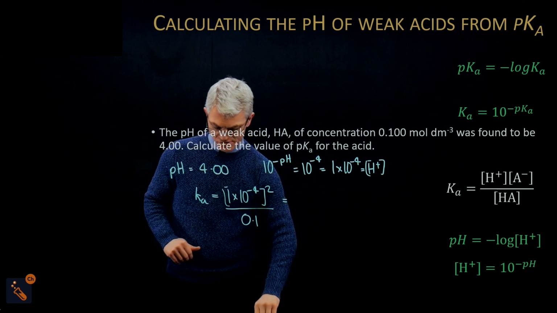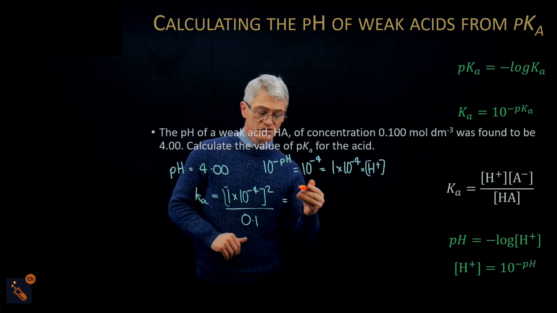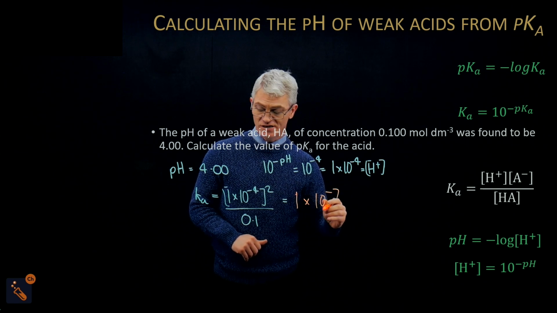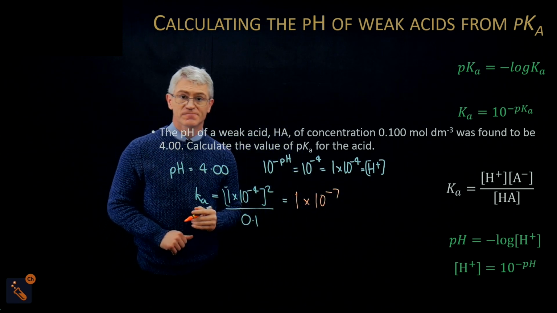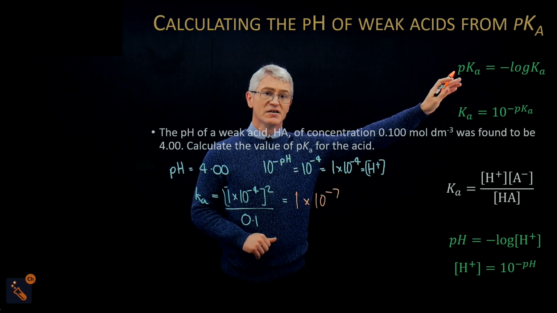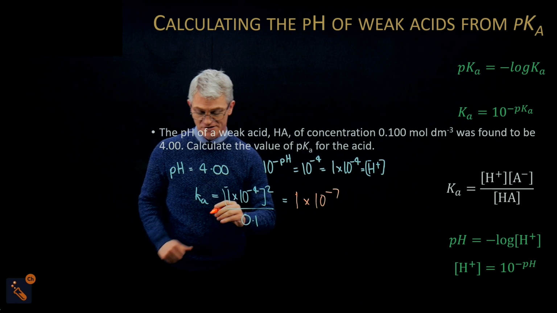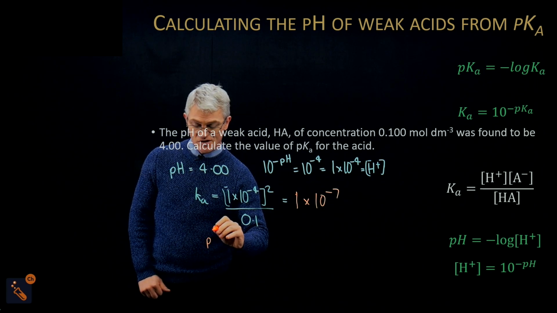And then that equals 1 times 10 to the minus 7. And that is your Ka value. So you've got Ka, and then we can put pKa, because our final answer is our pKa.